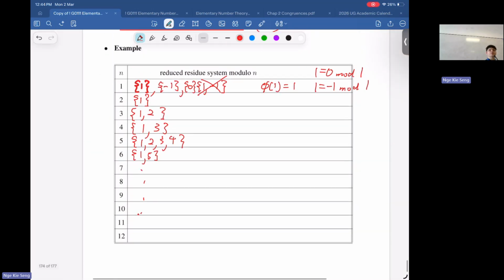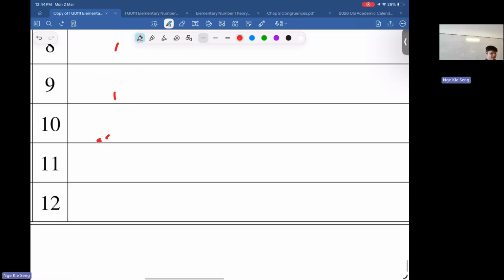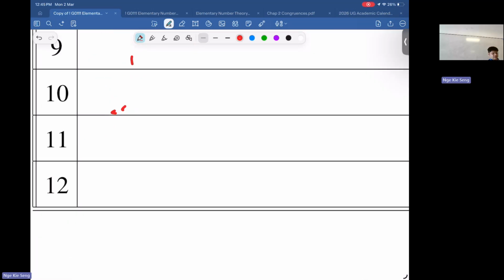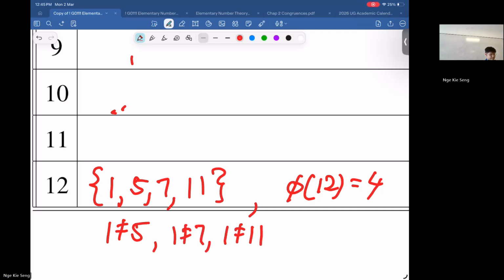Is everyone okay? Or do you want to try one more exercise? Maybe try number 12, the largest one in the list. What are the numbers that are relatively prime to 12? 1, 5, 7, 11. Yeah. Okay. And note that phi of 12 is 4. Okay, it's enough. None of these are the same.